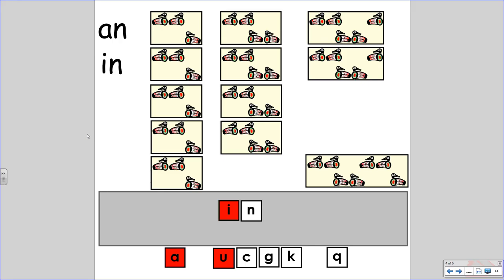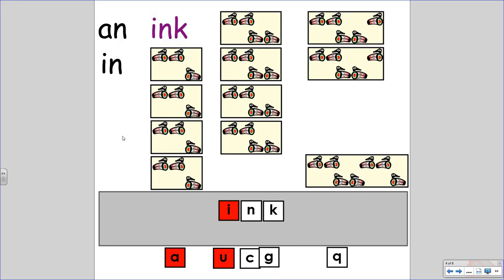We're going to go on to our three-letter word, ink. There is ink in the pen. Ink. K can be made by C and K. This does not look right. Ink is spelled with a K. If you spelt it I-N-K, well done.